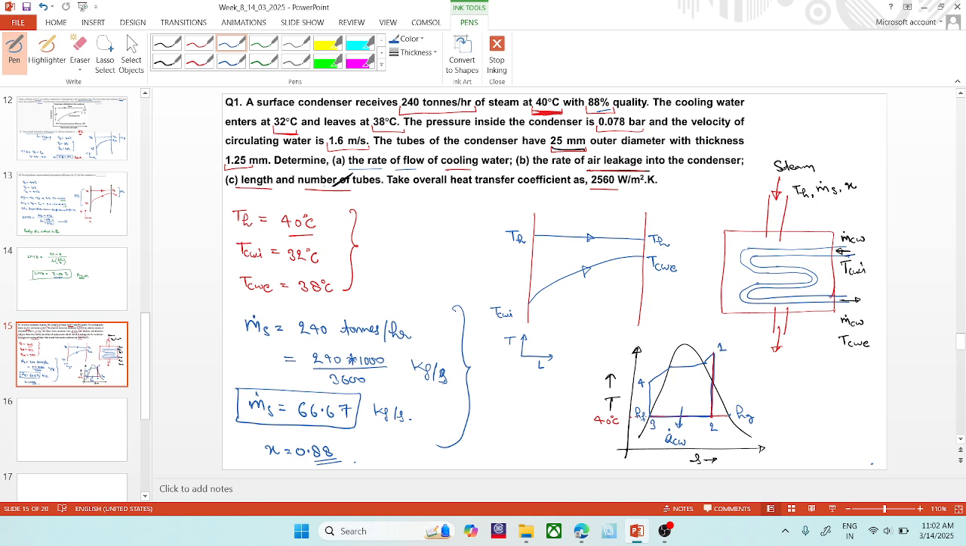Okay, so first we have to find the values of HF and Hg at saturation, at 40 degree saturated temperature, from the steam table. So we will write the values here. First let me give the overview. This Q dot CW would be m dot steam into H2 minus H3. So we will calculate this Q dot CW, and based on that we will be able to determine the mass flow rate of the cooling water.